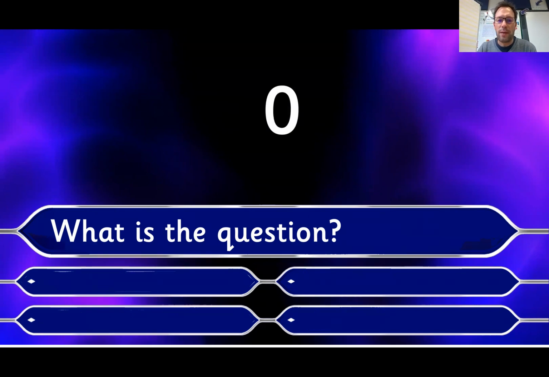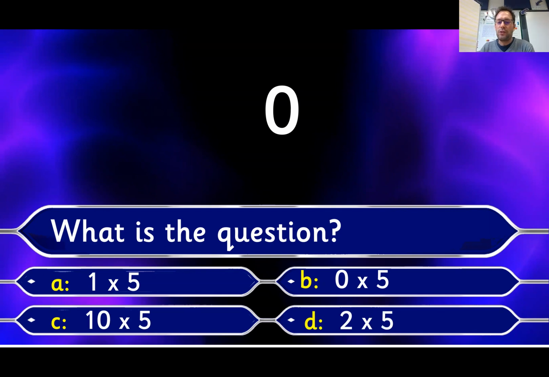On to the next one. This time the answer is 0, but what is the question? Is it A, 1 times 5, B, 0 times 5, C, 10 times 5, or D, 2 times 5? And the answer is B, 0 times 5. 0 times anything, the answer is 0.